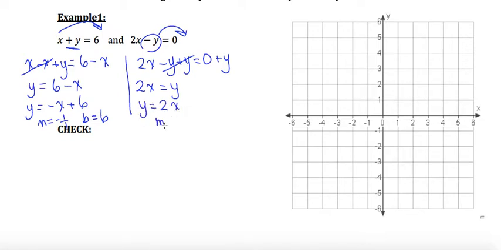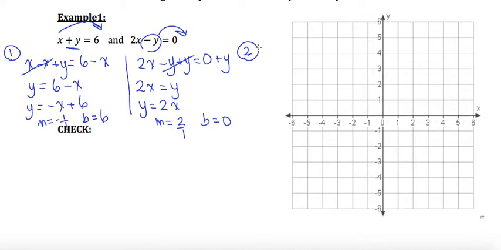My slope is 2 over 1. Remember, if it's not a fraction, I can make it a fraction by putting it over 1. And I have no y-intercept, so my y-intercept is 0. So now I can go ahead and graph these onto my coordinate plane. So I'm going to start with my first equation. I'm going to label this equation 1, and this one's going to be equation 2.